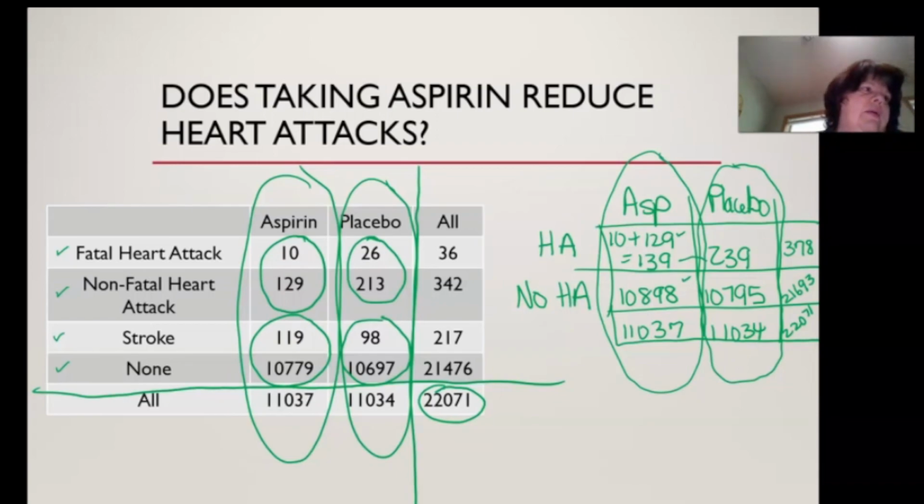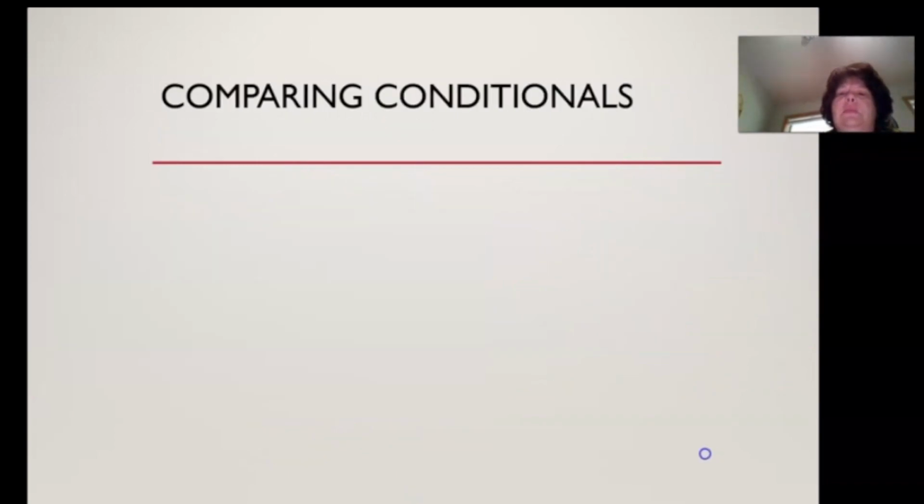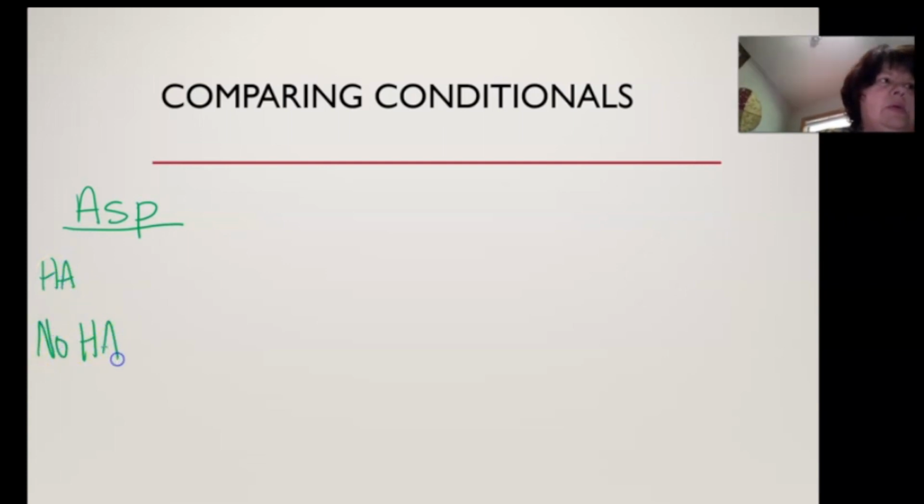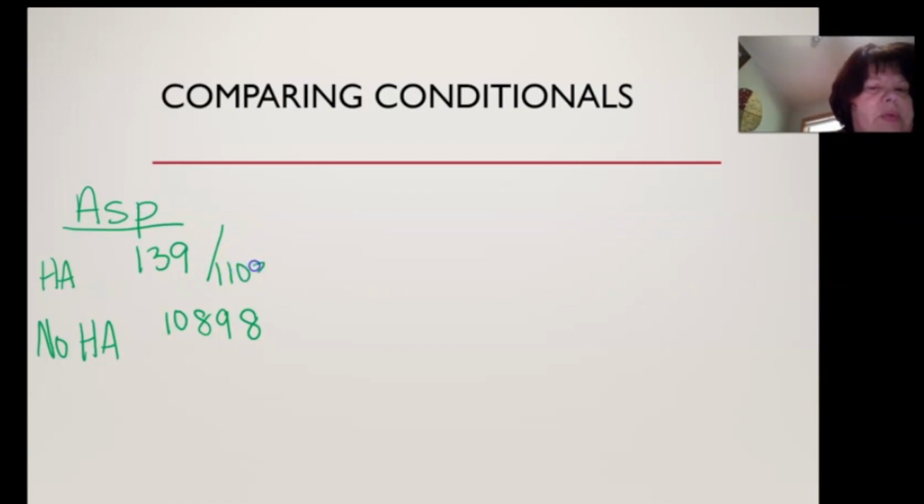So if we compare the conditionals, that's what we would do in method 1. We compare those two columns. Let's find those conditionals and write them down. So for the aspirin group, you have heart attack, no heart attack. It's 139 and 10898 is what you get from that column, but then you're going to divide by their total for the aspirin group, and that's 11037.